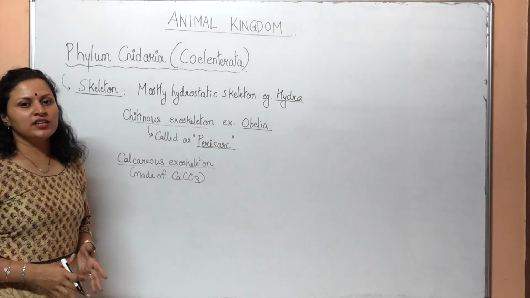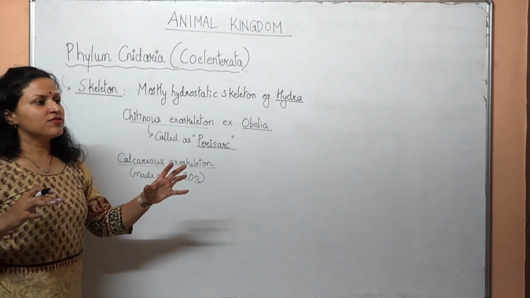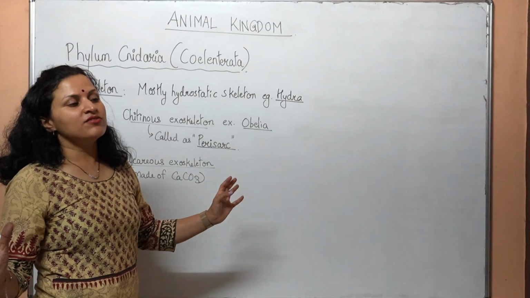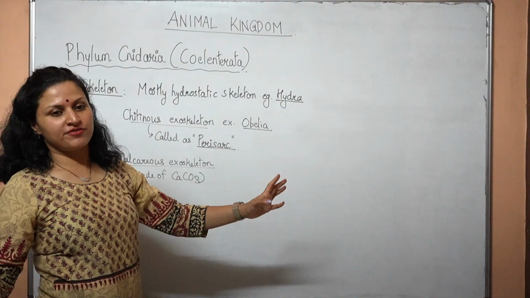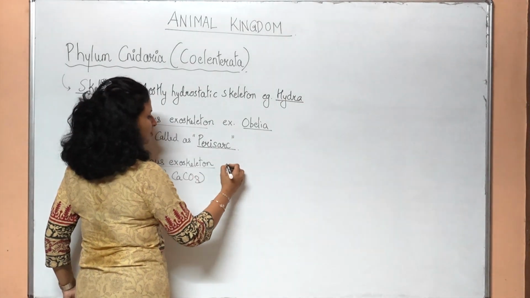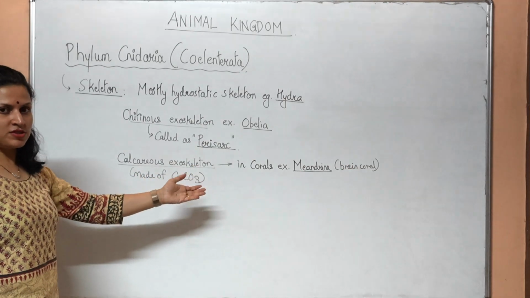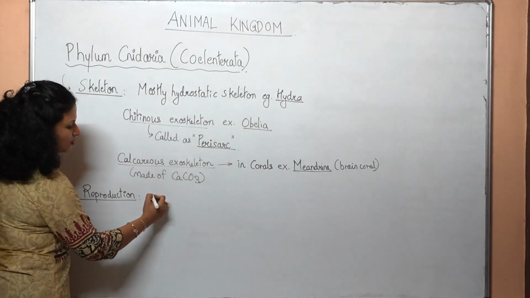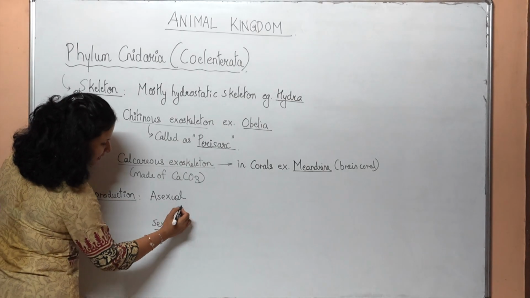Even after the death of the cnidarian, the calcareous exoskeleton will remain, and the aggregation of many living and dead exoskeletons of many cnidarians together will form a group of corals, which will be called a coral reef. The coral reefs are sites of high biodiversity seen in corals. Example, Meandrina, which is called the brain coral. There are different species of corals. They produce calcareous exoskeleton.